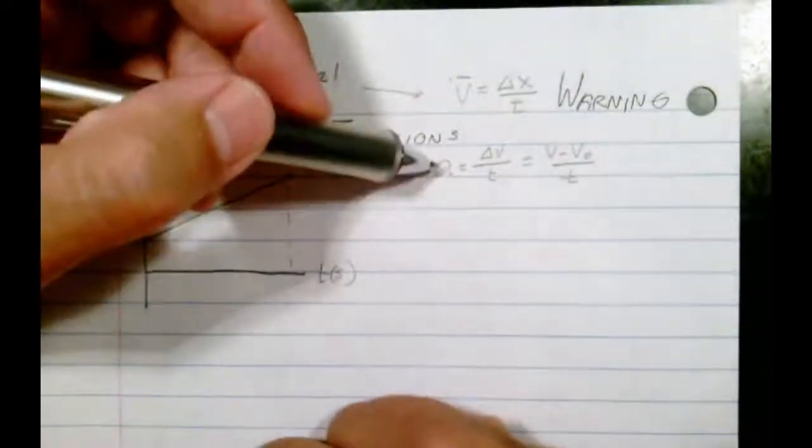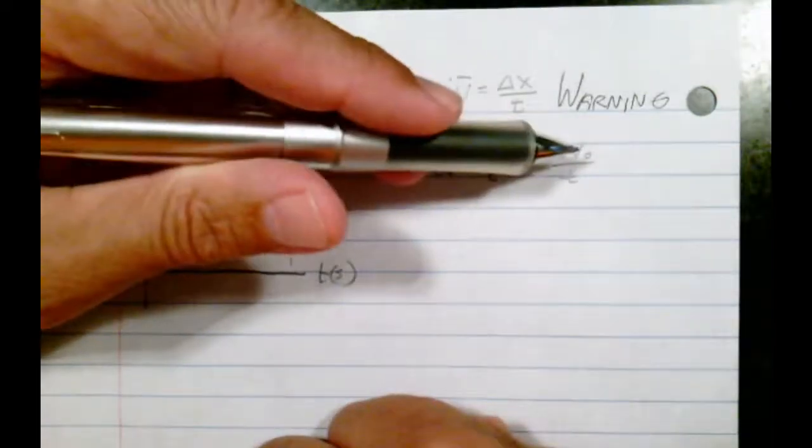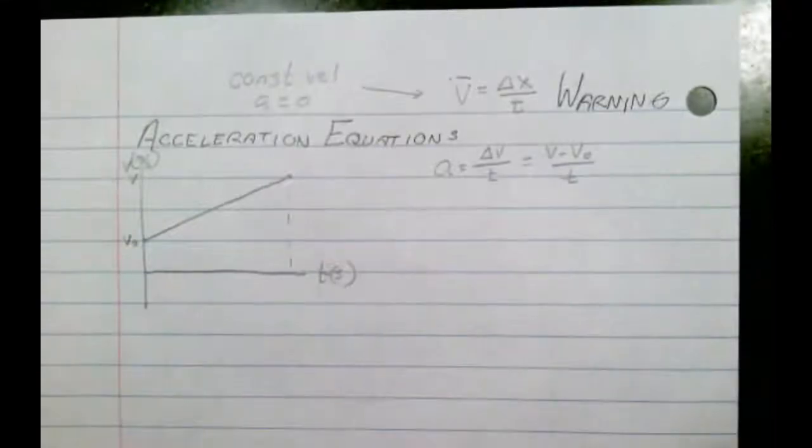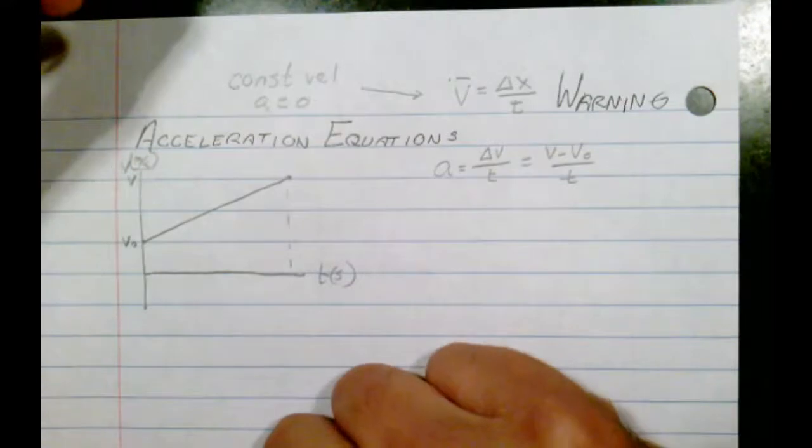Okay, what I really want you to lean on are the equations that I'm going to show you right now. First of all, we know this one. Acceleration is delta V over t, which is V minus V0 over t. Delta V just means change in. Okay, I'm going to derive an equation really quickly for you.